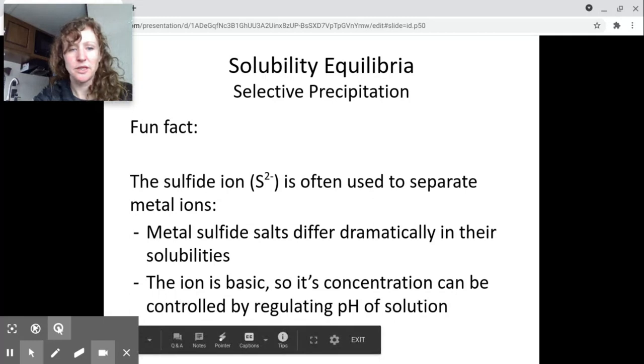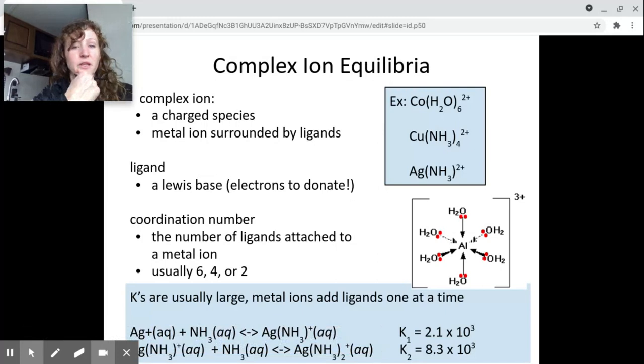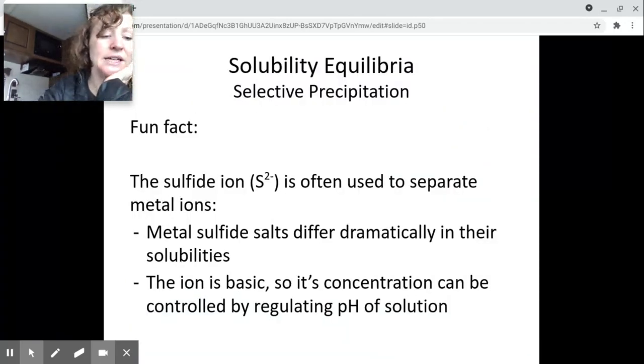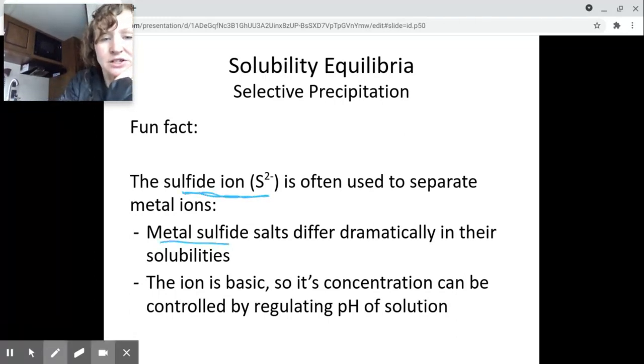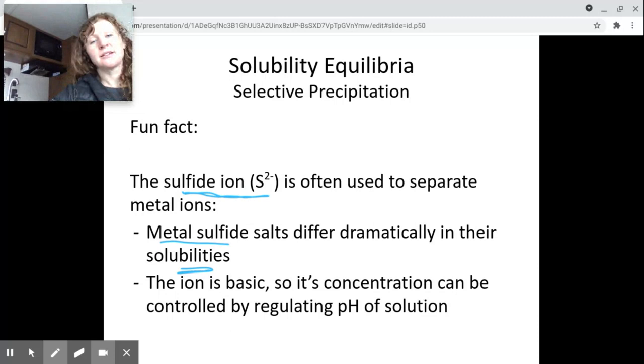Okay, so we got some fun facts here. We got some practice problems. And then the last idea here is just complex ion equilibrium. So let's go back and look at that fun fact. The sulfide ion is often used to separate metal ions because metal sulfide salts differ dramatically in their solubilities. The ion is also basic, so it can be regulated using pH. So that would be an application or lab fact, a random question they might ask you on the test, or like a design of a lab.